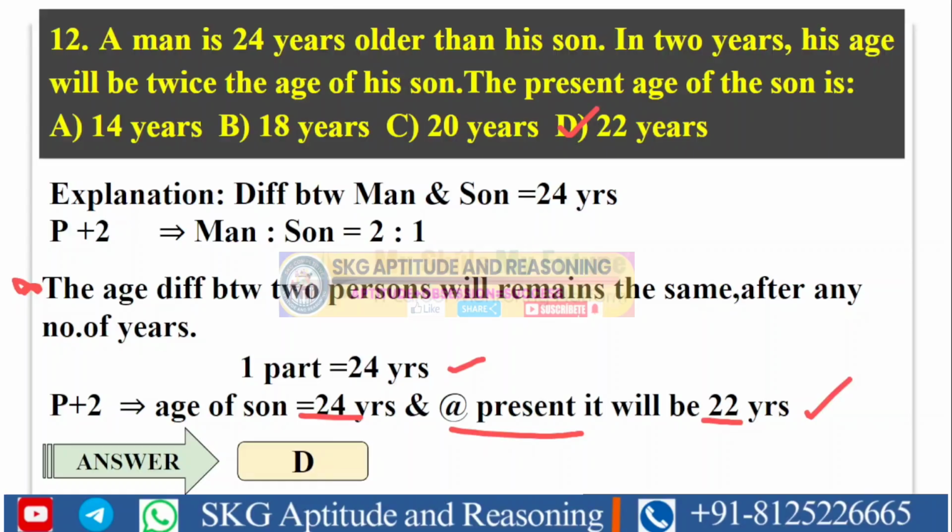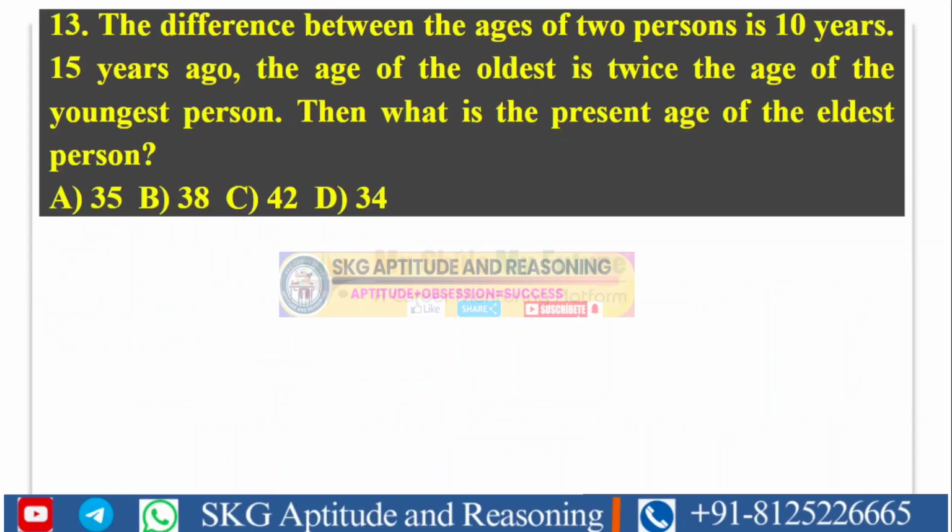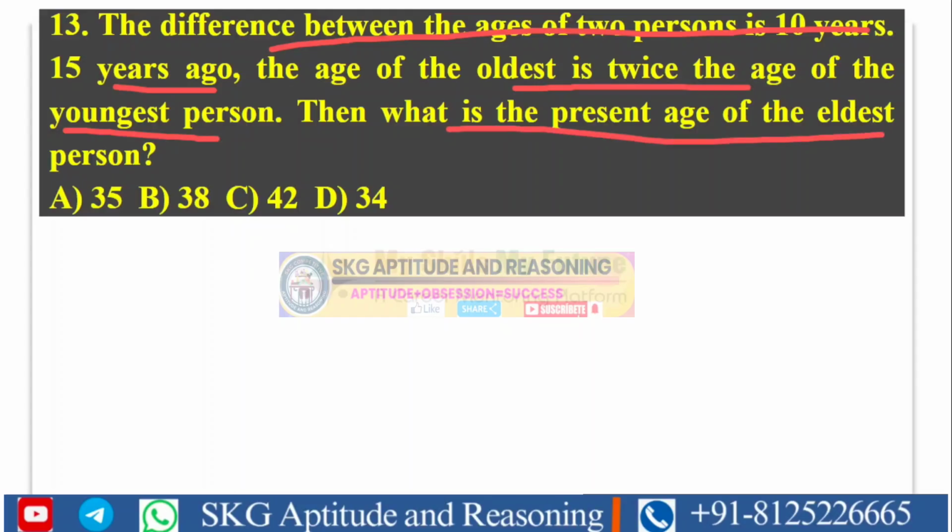Let's move to the next question here. And here is the next question. So he gave the question directly. The difference between the ages of two persons he gave as 10 years, and 15 years ago, that is P minus 15, he gave that the age of the oldest is twice that of the youngest person. So he is referring to the oldest person and the youngest person. Then what he is asking is, what is the present age of the eldest or oldest person? So we need to find the age of the oldest person.